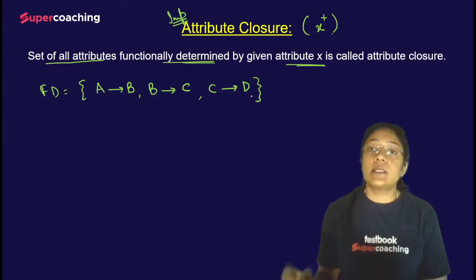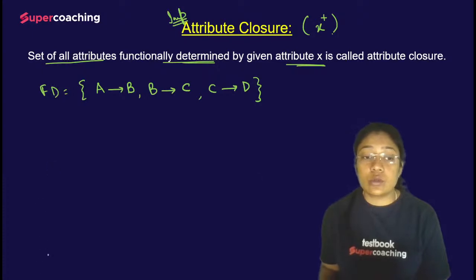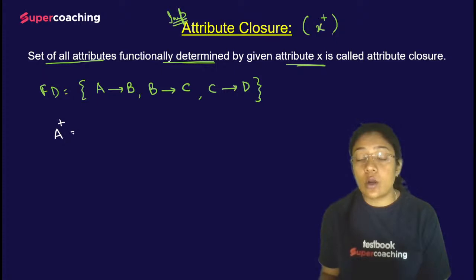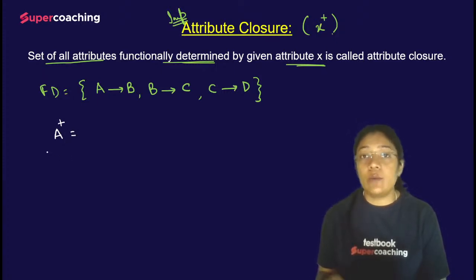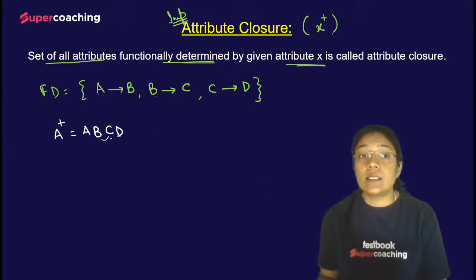हमें functional dependency set given है. Now we have to identify the attribute closure for, let's assume A. I want to find out A closure. A closure क्या होगा? Definitely A will be determining itself. खुद को तो determine करेगा ही करेगा. So A is determining itself. After that, A is determining B. B is determining C. C is determining D. So we can say that A closure is nothing but A, B, C, D.